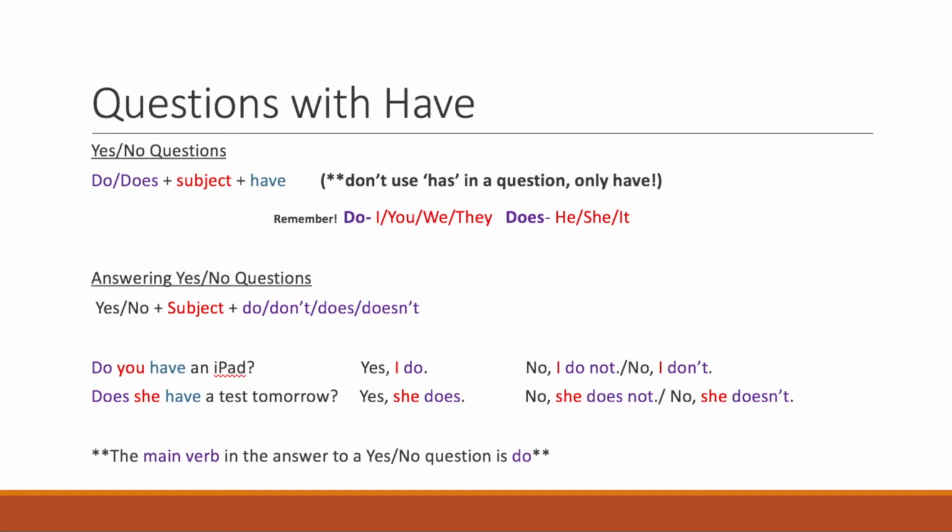Some examples: Do you have an iPad? In this question, you is the subject, so we have to use do. Have is the verb. Do you have an iPad? Yes, I do. No, I do not. No, I don't. In our second example, does she have a test tomorrow? Because our subject is she, we need does. Again, we do not change have for a yes or no question. Change do or does. Does she have a test tomorrow? Yes, she does. No, she does not. Or no, she doesn't.